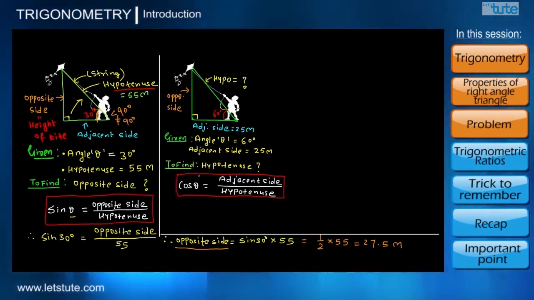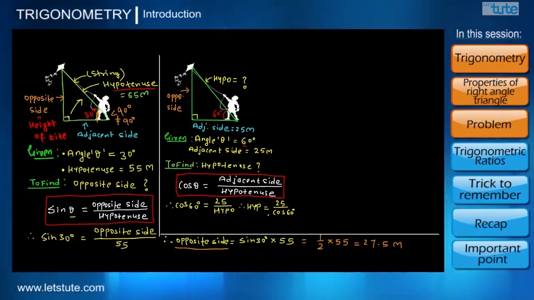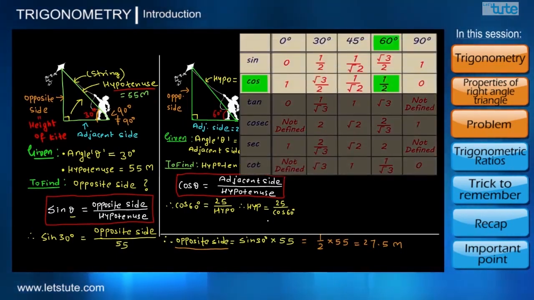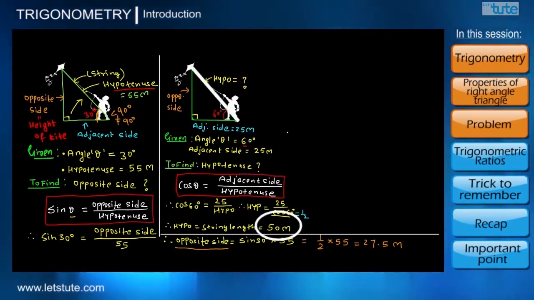And therefore, since theta is 60 degrees, I can write cos 60 is equal to 25, that is the adjacent side, upon the hypotenuse. Therefore, hypotenuse will be equal to 25 upon cos 60 degrees. Now again, we should have the value for cos 60 degrees. Looking at this table, we can know the value for cos 60 degrees, that is equal to 1 upon 2. And therefore, hypotenuse will be equal to 50 meters. That is, the length of my string is 50 meters.